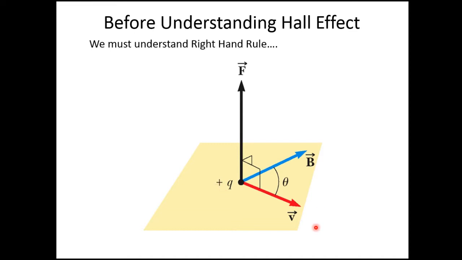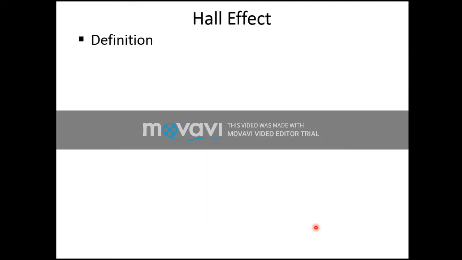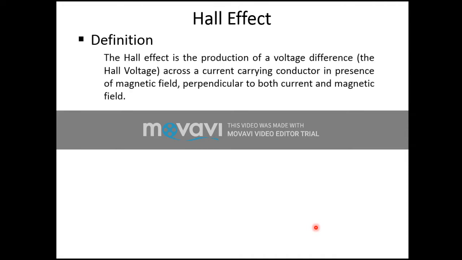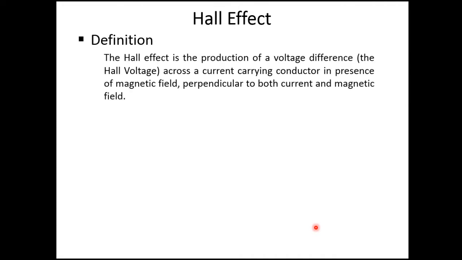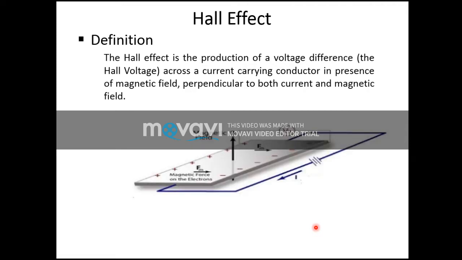We have to understand this rule in order to understand the Hall effect. So let us define the Hall effect. The Hall effect is the production of a voltage difference, which we call Hall voltage, across a current carrying conductor in the presence of a magnetic field, and this Hall field is perpendicular to both current and magnetic field, as you can see in this figure below.